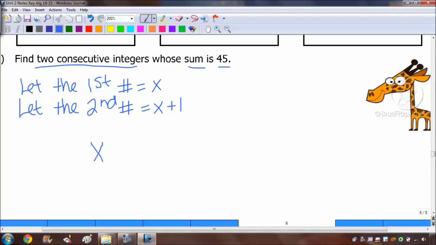And then the sum of the integers is 45. So I'm just going to take each integer. Here's my first integer. Here's my second integer. I'm just going to add them together, and it's going to equal 45. All right? Now solve it like you would solve any equation.